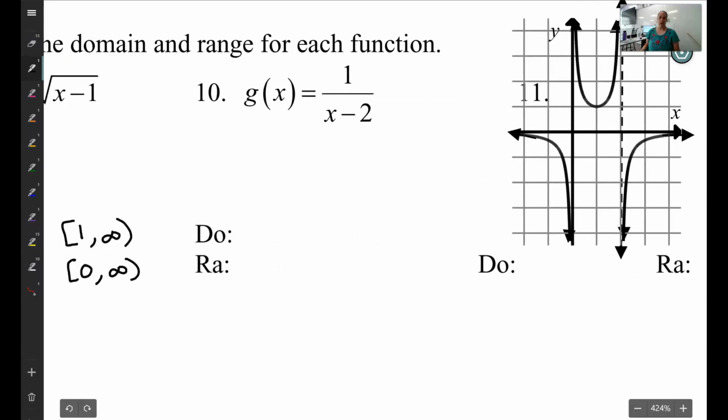With that, go ahead and try number 10. You can graph it if you like, or if you want to just think about rational functions and what doesn't make sense, you can do it that way as well.